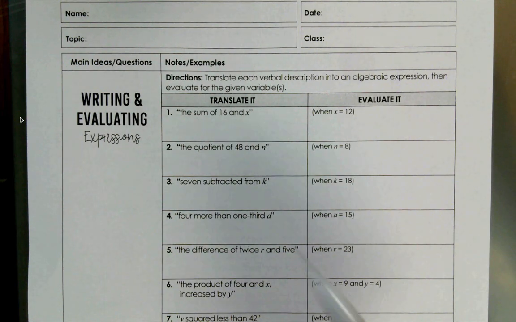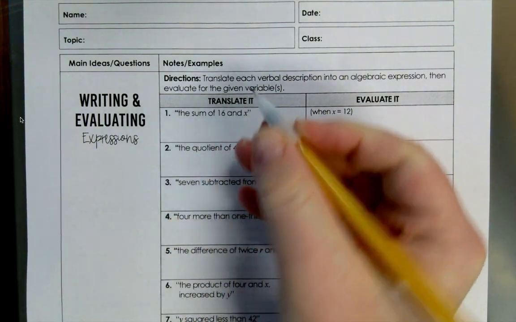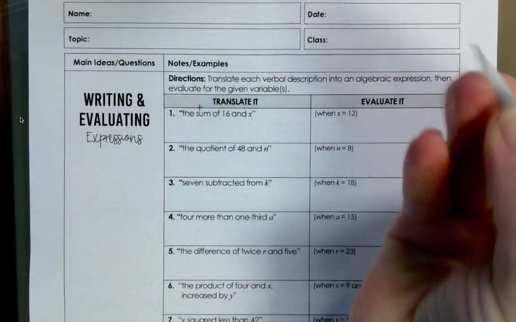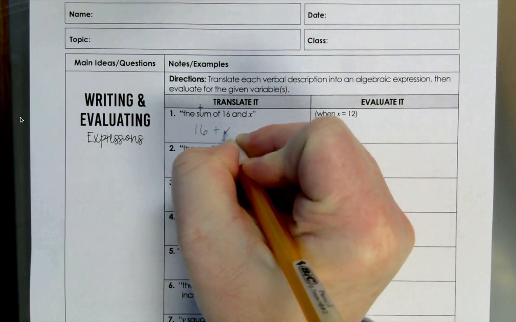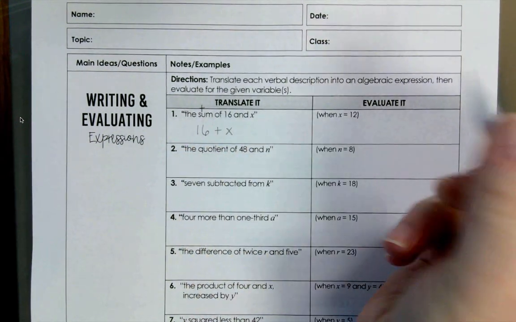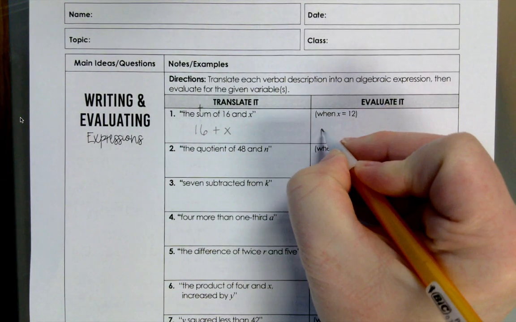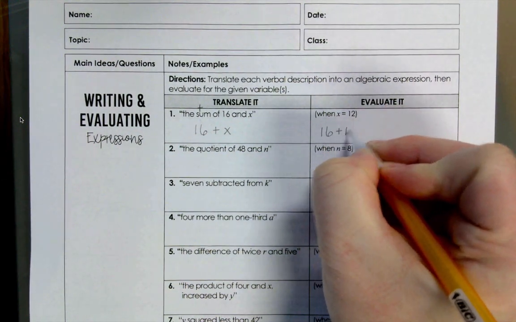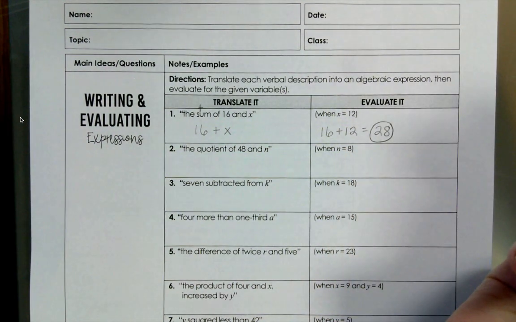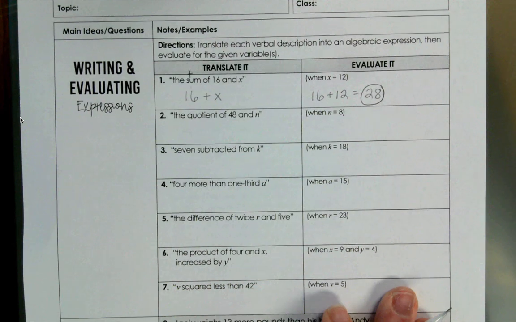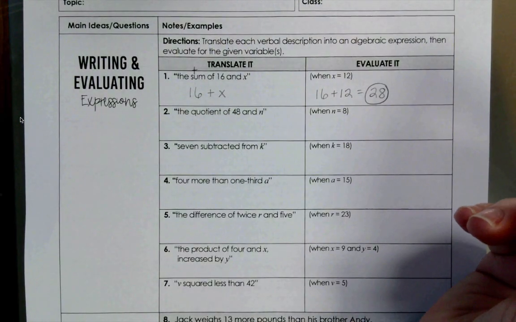So number one says the sum of 16 and x. Remember, sum means addition. So the sum, 16 plus x, okay? Then I want to come over here, and they said x equals 12. So I'm going to write 16 plus 12, and I get 28, okay?